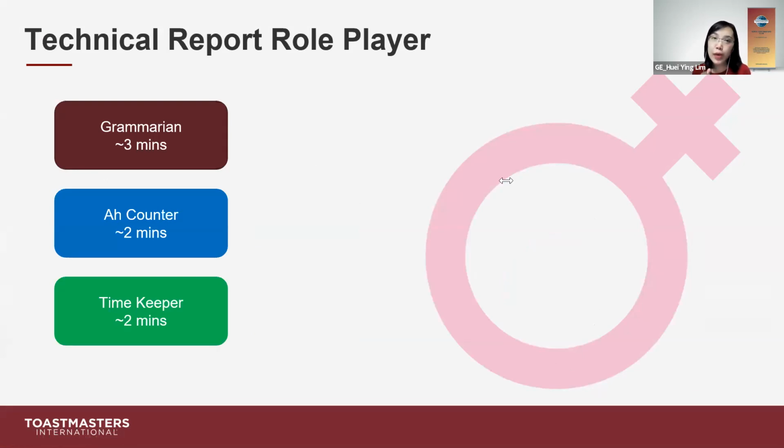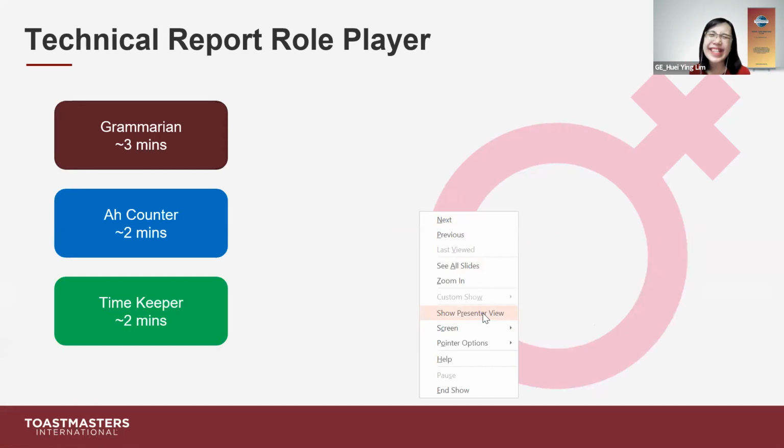And for the evaluator also, they will be given a time. For each of the technical role players, they will also be given a time. So there won't be enough time for you to share your feedback as a timer. So in general, as a timer, it is to inform the role player or the speaker whether or not they meet or they have exceeded the timing.